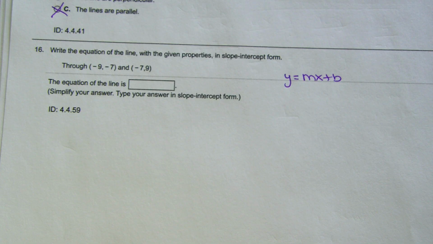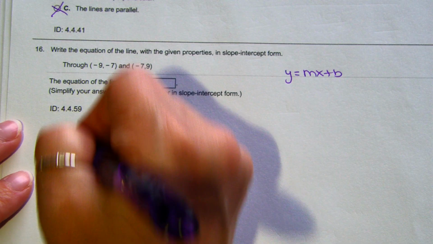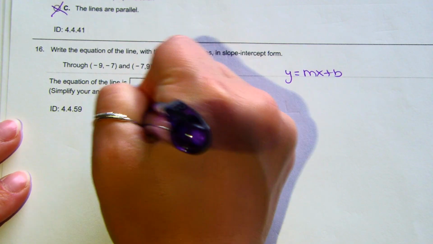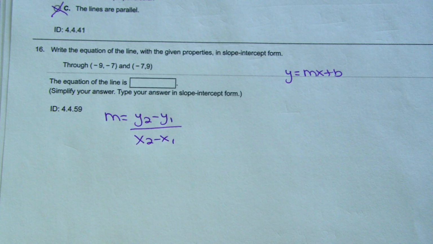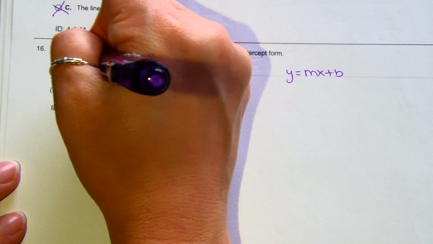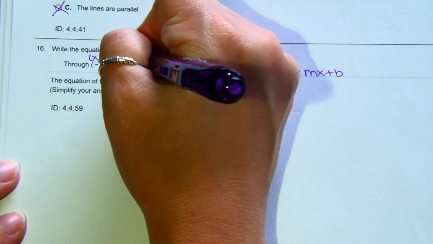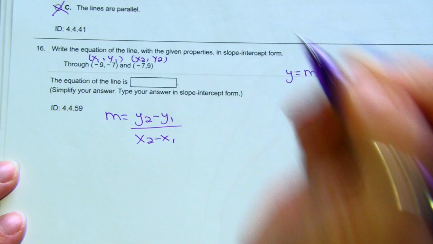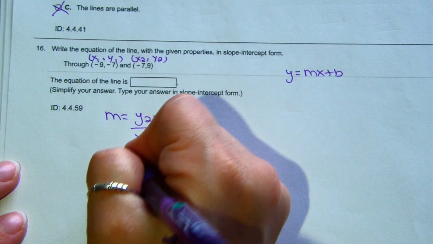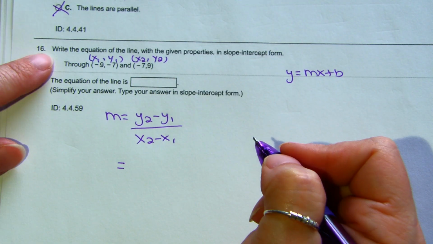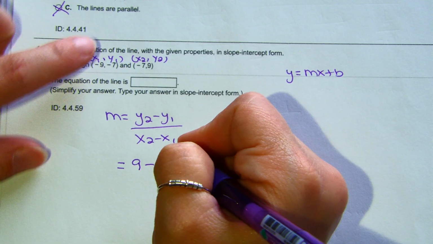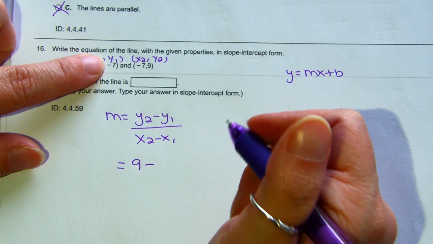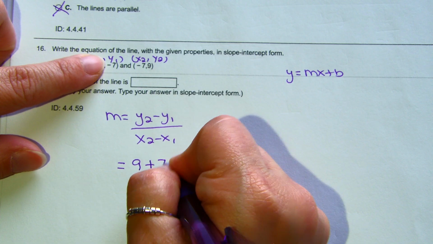y2, as I have it labeled, is right here, it's 9, minus my y1. My y1 is a negative 7, so a minus minus becomes a plus. I'm being careful. x2, as I have it labeled, is a negative 7 minus x1, which is a negative 9, so negative negative becomes positive. 9 plus 7 is 16. Negative 7 plus 9 is a positive 2, which means I have a slope of positive 8.